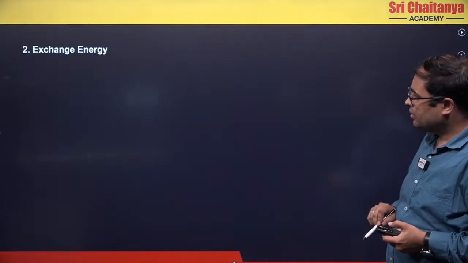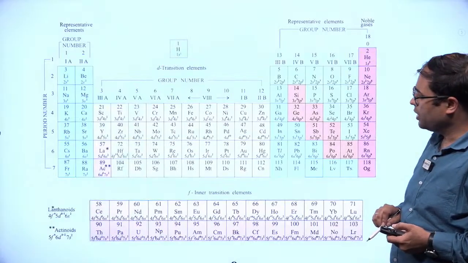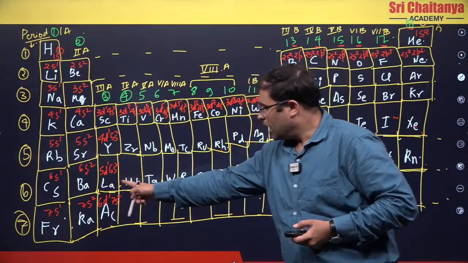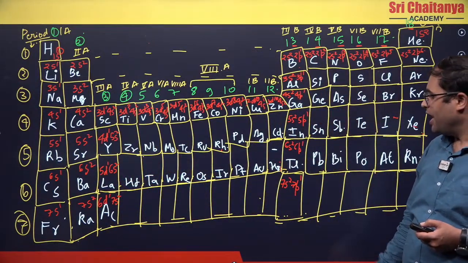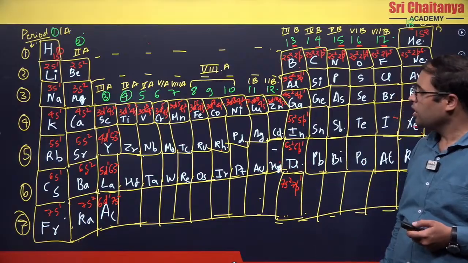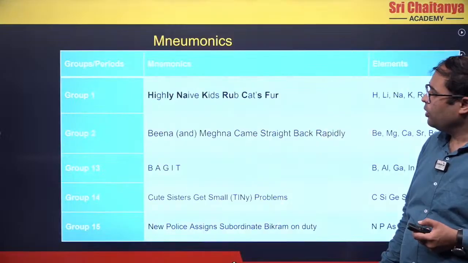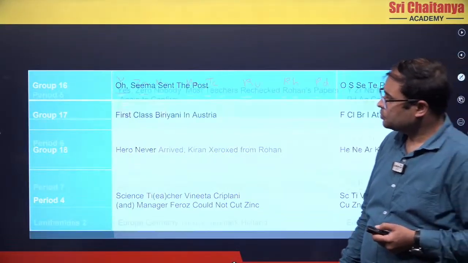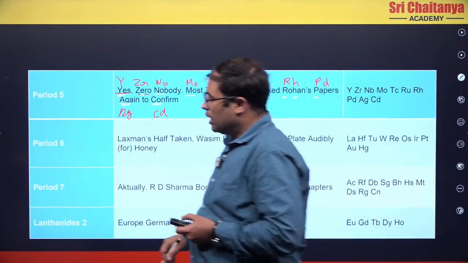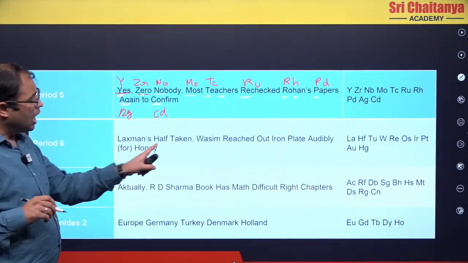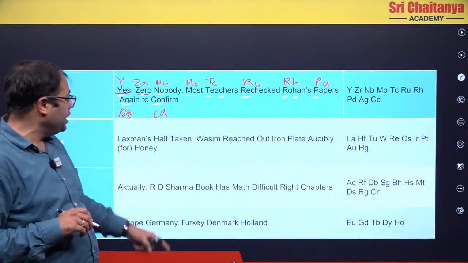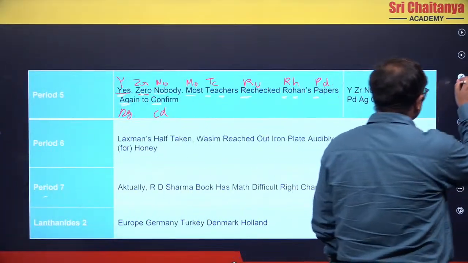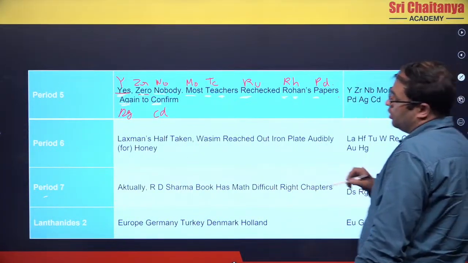The next part of it is this one. Which one? L H F T A W R E O S I R P T A U H G. This is G. How will you get to that? After that: "Lakshman's half taken. Wasim reached out iron plate audibly for honey."